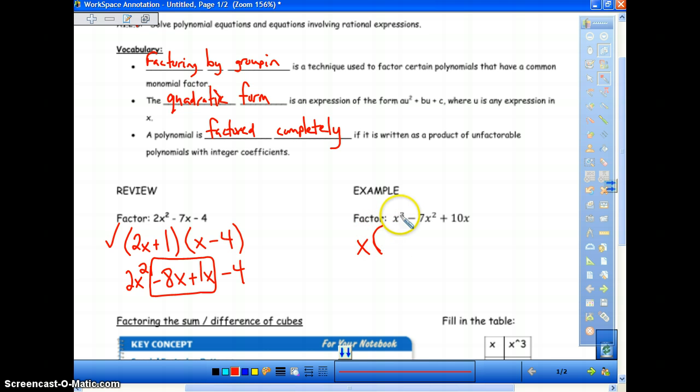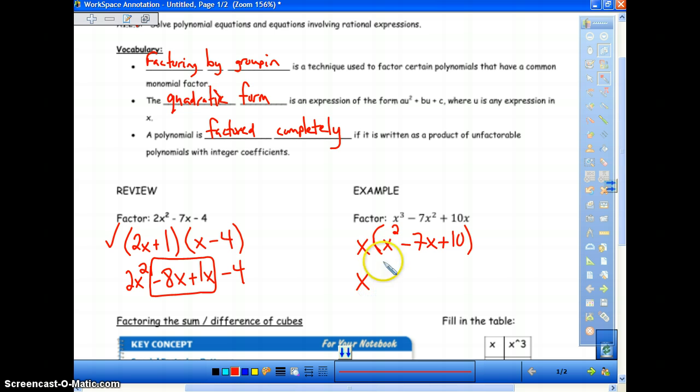So if we've pulled an x off of our x to the third, that will now be x squared. If we've pulled an x off of x squared, that will now just be x. And if we've pulled an x off of our 10, then that will just be 10. So what we did was we first factored out an x. Now we're left with a quadratic on the inside that we can still factor.